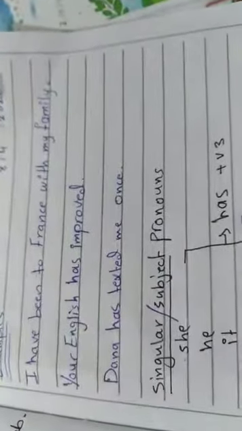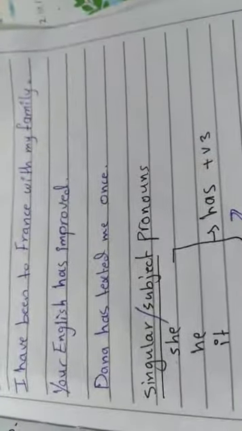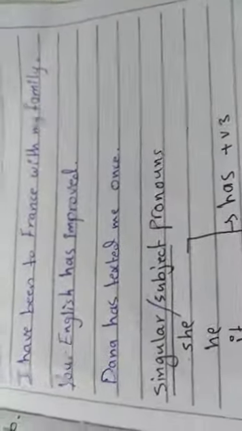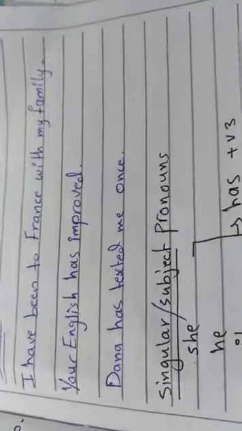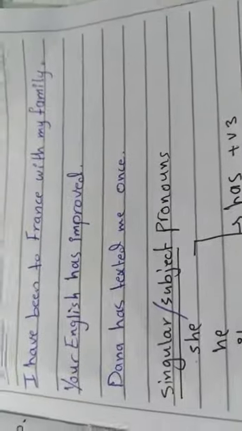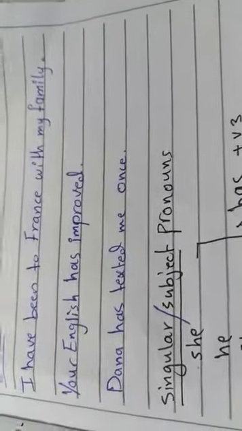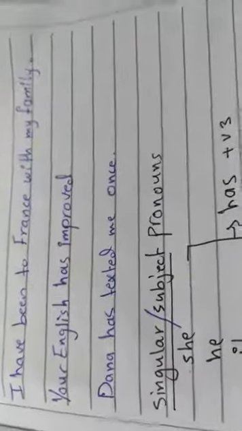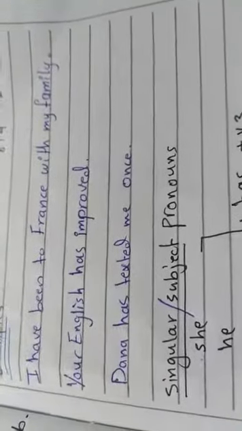We have more examples here. I have been to France with my family. Here I didn't mention any time or any period. I'm focusing only on the action, that I went to France and returned to my country, and I went and returned with my family. This is the important thing. I'm not focusing on the time; I'm talking about the event.